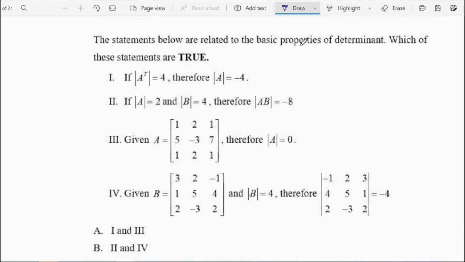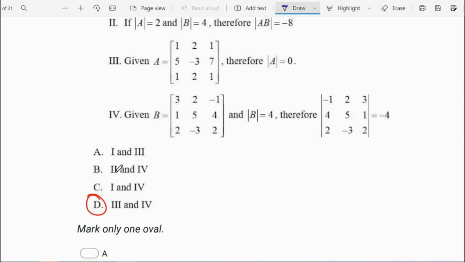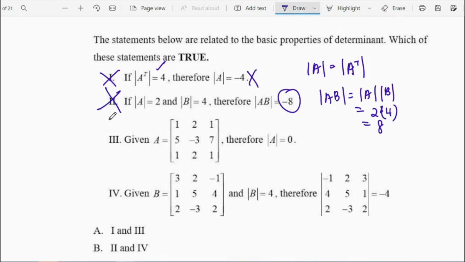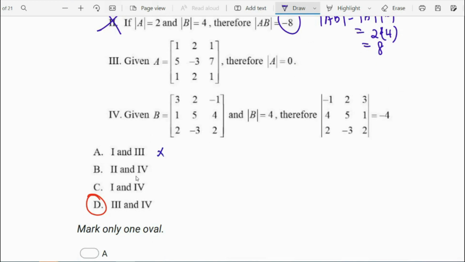So which statement below relates to the basic properties of determinant, which is true. So when you have A transpose, it is supposed determinant of A equals to determinant of A transpose. So this is not true. So we eliminate the sentence number 1. So we consider 2 and 3. Okay, so when determinant A is 2, determinant B is 4. So when you have determinant AB is equals to determinant A times determinant B. So it will be equals to 2 times 4 is supposed equals to 8. So not equals to 8. So these statements are not true. So we eliminate this 1 and 2. So this is not an answer.